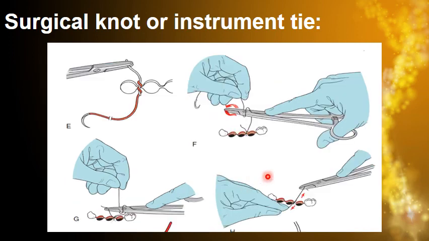The second step is I do another 2 loops, but this time I will do them anti-clockwise, or I do the loops toward me. The needle holder is still closed. I do the loops, then open the needle holder, catch the loose end and pull it through the loop and do the tie. This is the instrument tie.